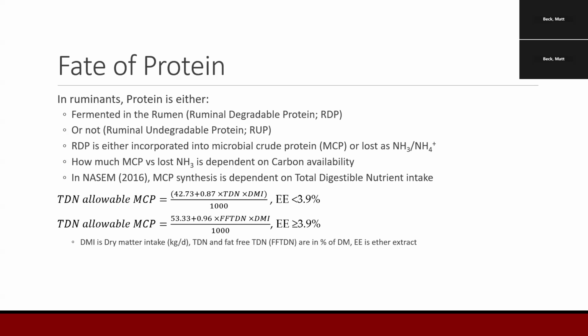I know you guys went over this concept in feeds and feeding. So we need to calculate a TDN allowable MCP. If we're talking about roughage diets or diets that have less than 4% ether extract, we can just use total TDN. If we're talking about diets that are really high in fat, we need to use fat-free TDN. Why would we need to use fat-free TDN if the ration has a whole lot of fat?